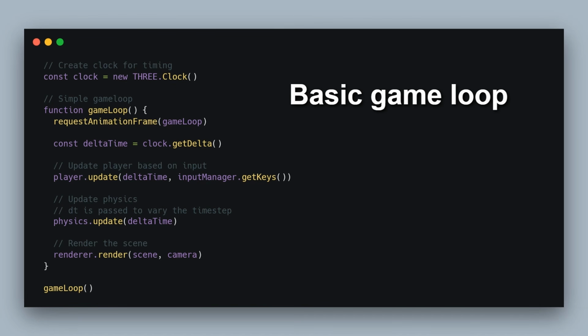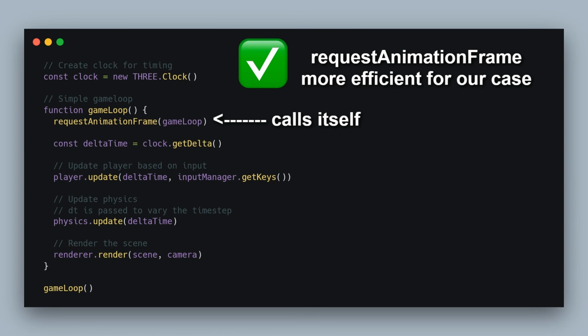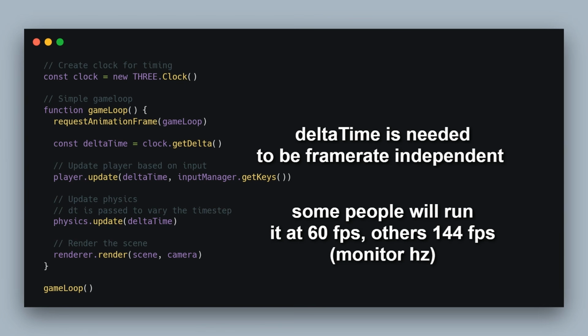I think the most important thing to get right here is the game loop. We're not using setInterval. Instead, we'll use requestAnimationFrame. This is the only loop we need, and it updates everything in the right order.